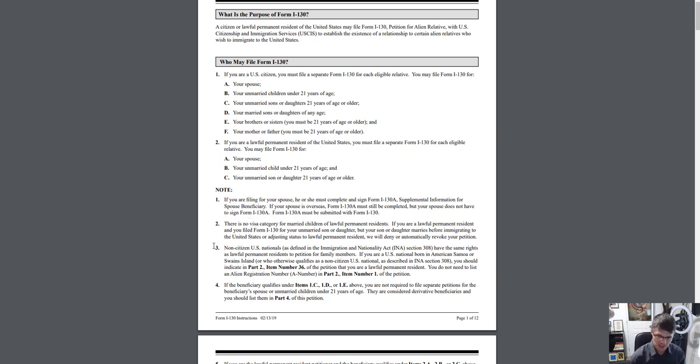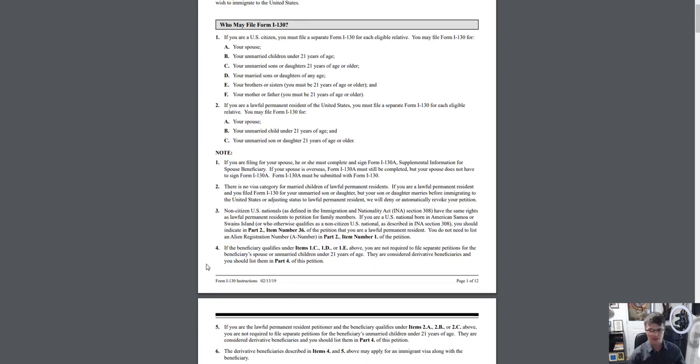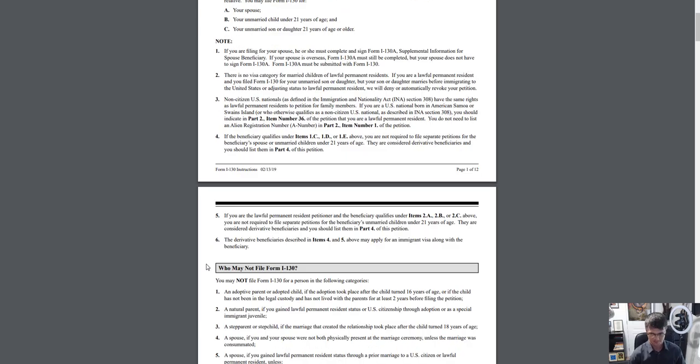Okay, so there is no visa category for married children of lawful permanent residents. Alright, if you are a lawful permanent resident and you file Form I-130 for your unmarried son or daughter, but your son or daughter marries before immigrating to the United States or adjusting status to lawful permanent resident, we will deny or automatically revoke your petition. Just something to keep in mind. Non-citizen U.S. nationals have the same rights as lawful permanent residents to petition for family members. If you are a U.S. national born in American Samoa or Swains Island, if that applies to you, you should indicate it in Part 2.